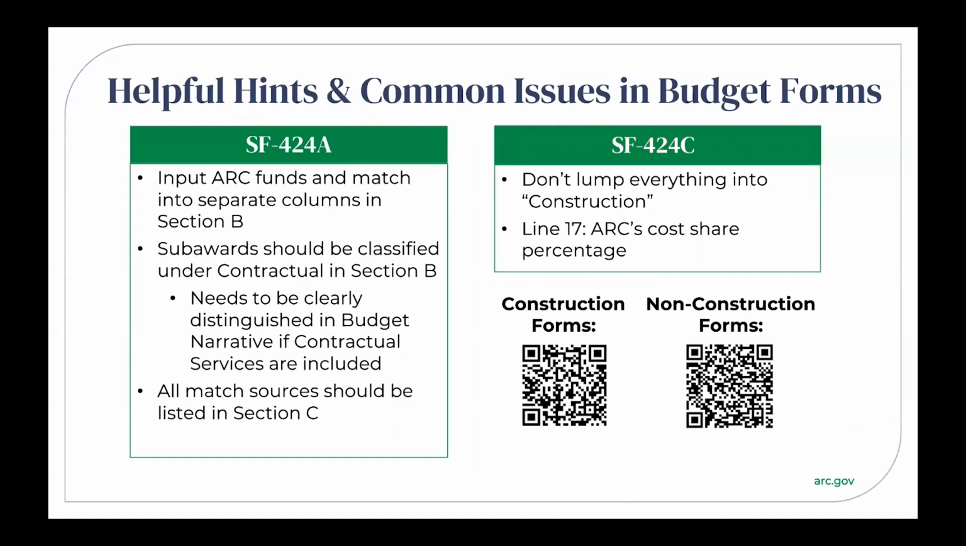Here are some common issues that we see with budget forms and how to address them. On the SF424A, break out ARC funds and match into separate columns in Section B. Second, place subawards under contractual in Section B. If including these, indicate this in your budget narrative contractual section. We'll talk about that in a little bit. Finally, all your match sources need to be listed in Section C.